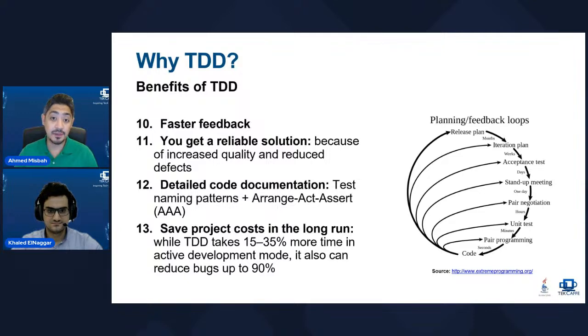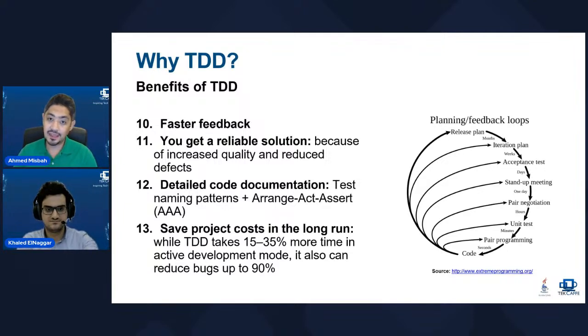TDD promotes faster feedback. Agile software development is all about sooner feedback. Extreme programming has the concept of feedback loops, which we can see here on the right. So we can see that with unit testing, you get feedback every few minutes because it tells you if your tests are passing or not. So you get that feedback every few minutes from the tests. You get a more reliable solution.